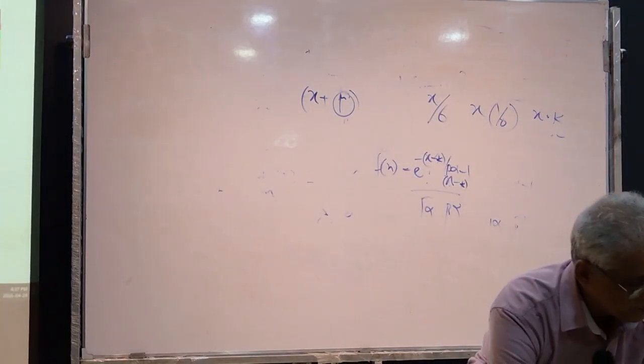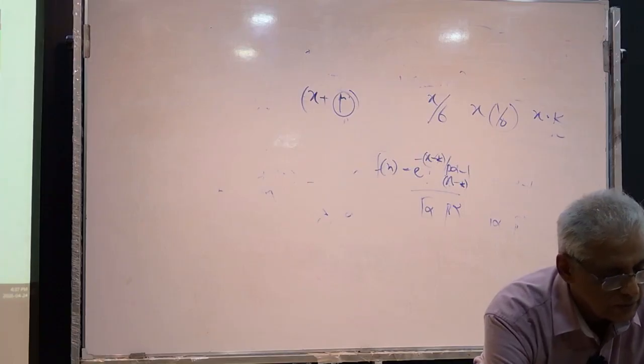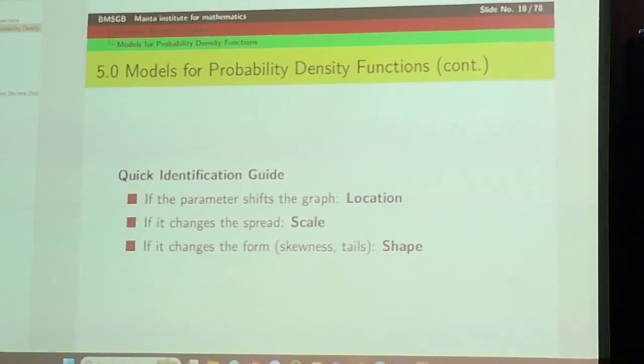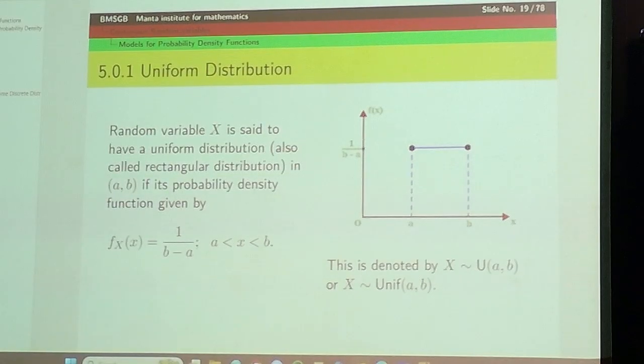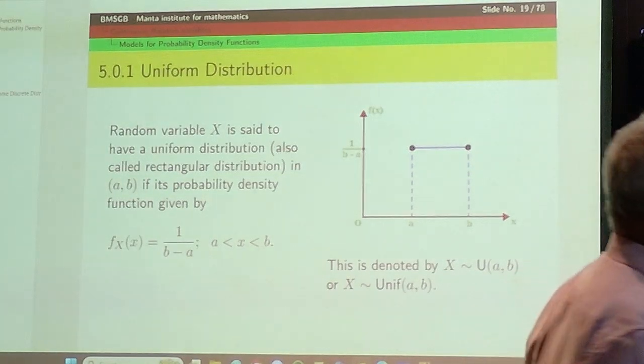So those are the types of parameters. I have some notes here. Okay, so now let's look at some commonly used models.